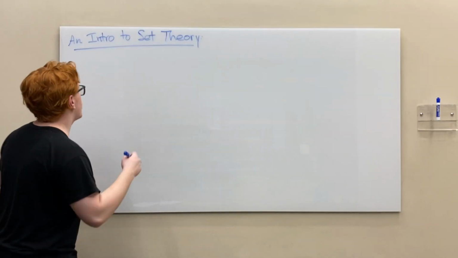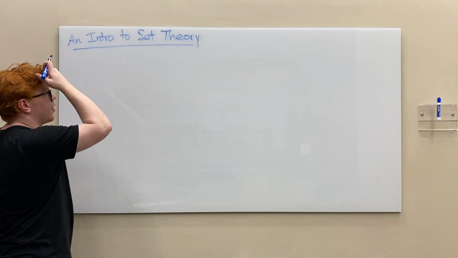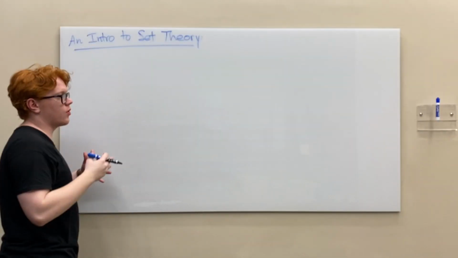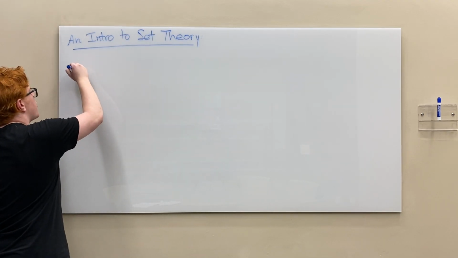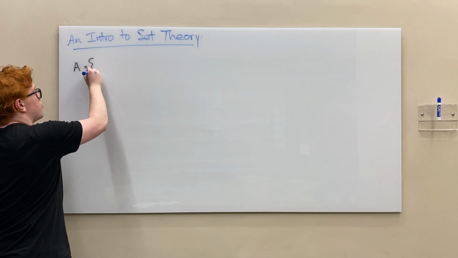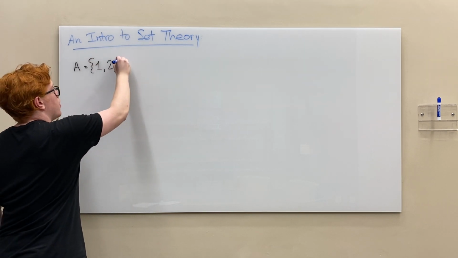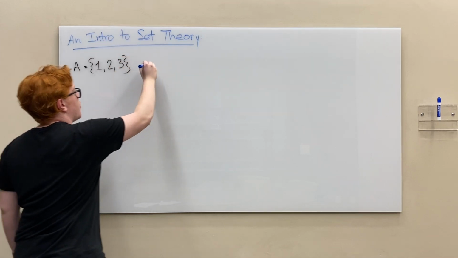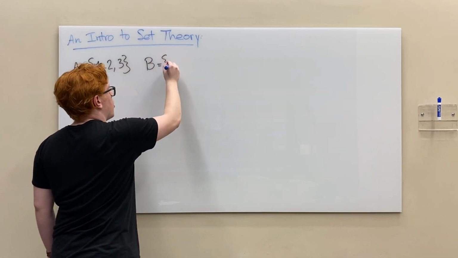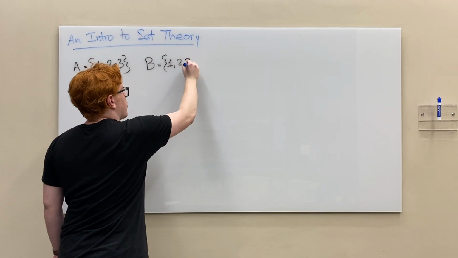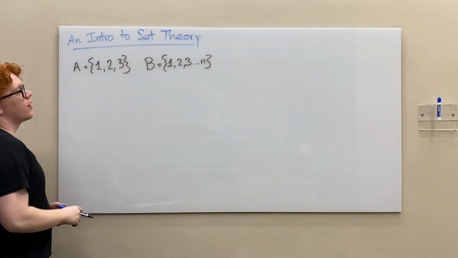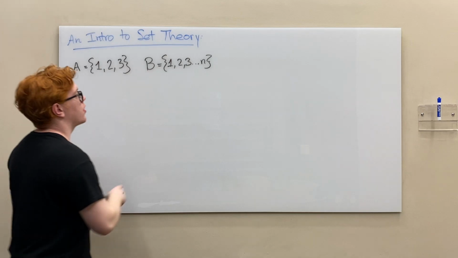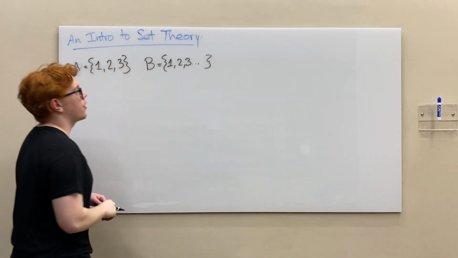All right, here we go. So now we're going to talk about comparing sets to each other. So first you have set A is equal to {1, 2, 3}. And we'll say set B is equal to {1, 2, 3, ...}. So actually, we don't even have to say N. We can just say dot, dot, dot.